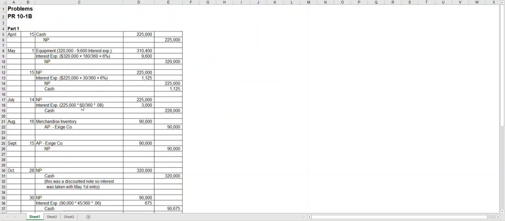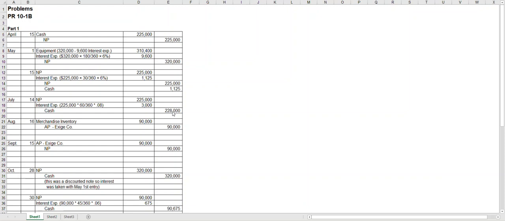Let's assume this is for 60 days, again divided by 360 at 8% times 225,000. So 3,000 is my amount of interest expense. And with a notes payable, cash would need to be the credit. So I credited cash for 228.